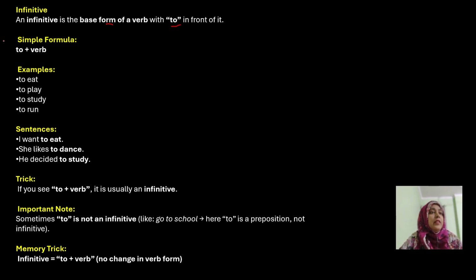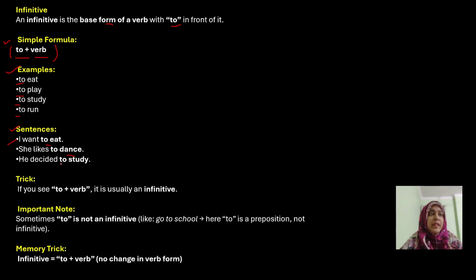So let's see the formula of infinitive. To plus verb. To plus verb is a simple formula of infinitive. Let's see the examples. To eat, to play, to study, to run. These are the examples of infinitives. Let's see some of the sentences. I want to eat. She likes to dance.